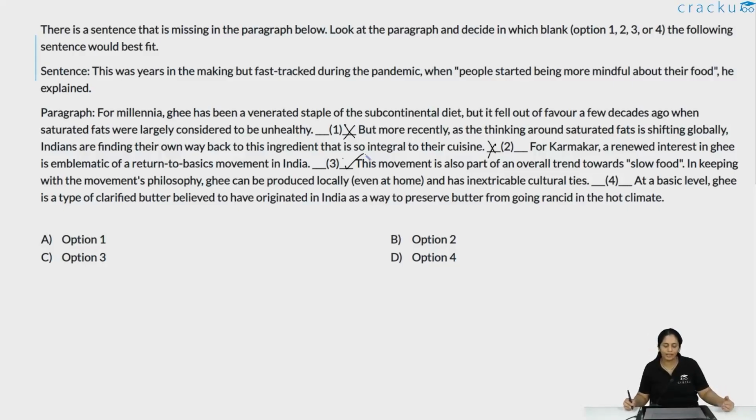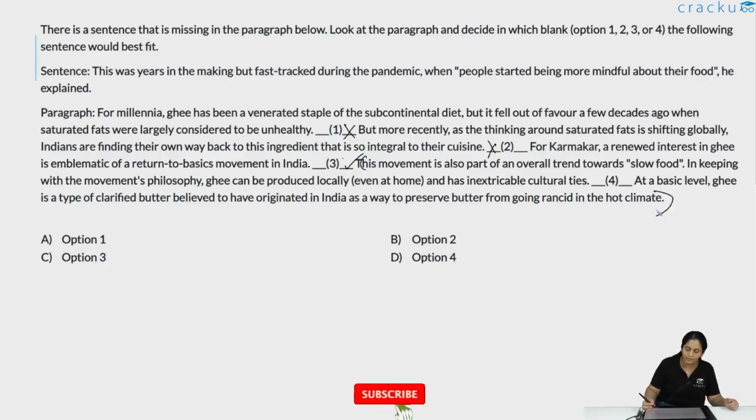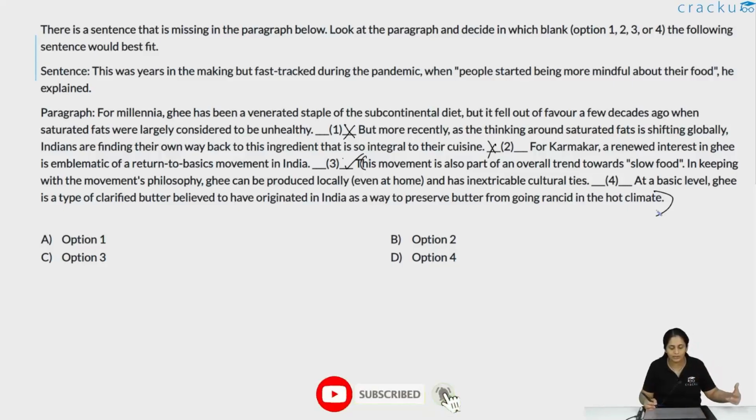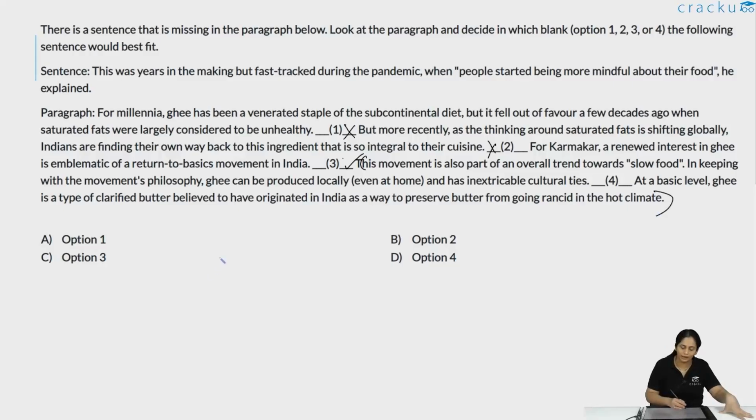And then you have the more details of the movement given, how it is the overall trend towards slow food, the movement's philosophy, and at the basic level, what is ghee as such. So this is giving you an explainer on what the movement is, but the fact that this movement was years in the making, but it started or took off in the pandemic has to come before that. So 3 is the right place for putting the given sentence. So the correct option is option C.